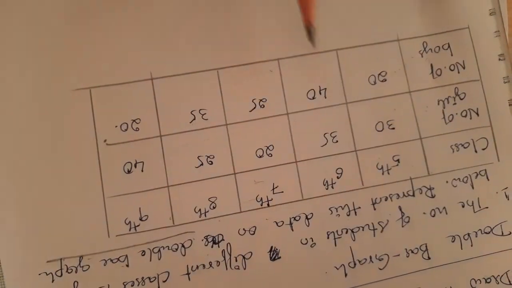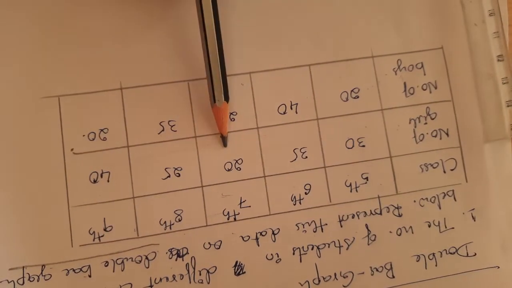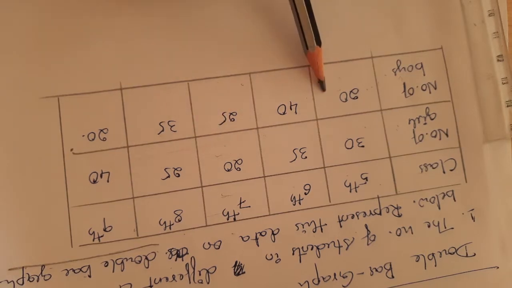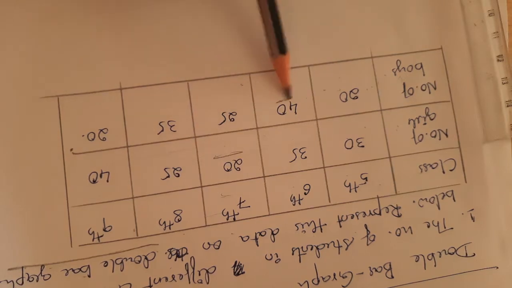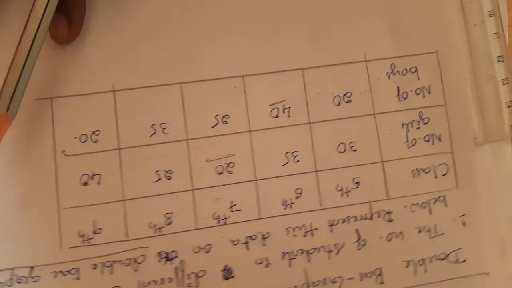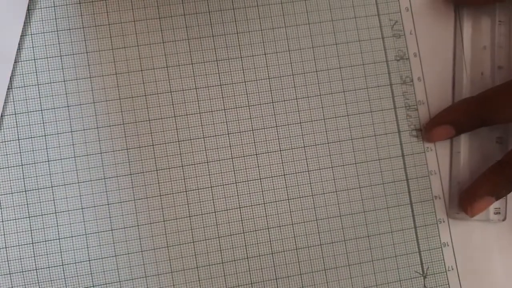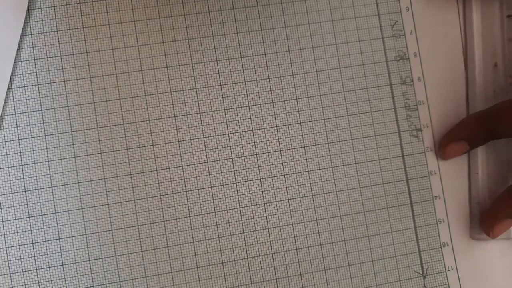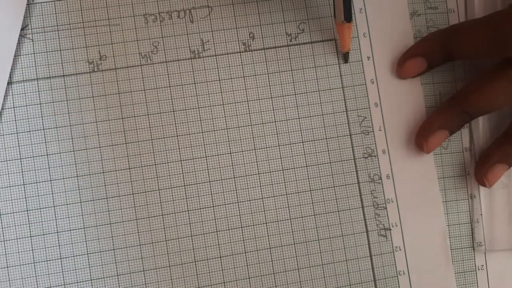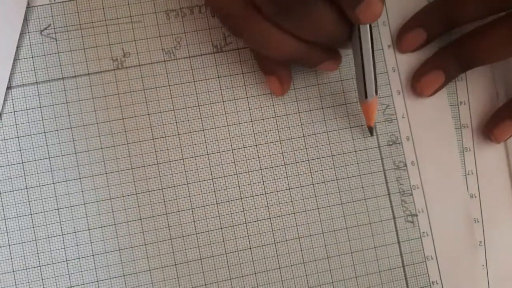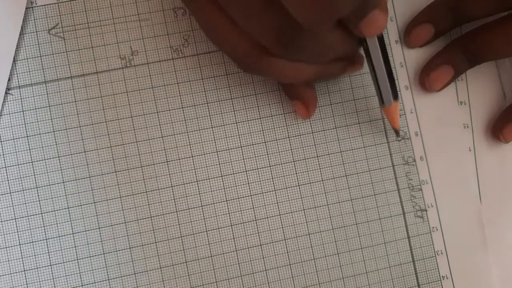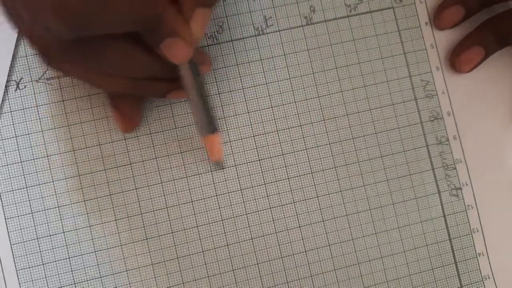See now, here it is clear that the lowest number of students is 20 and the highest is 40. Can we consider the y-axis as 1 unit equal to 10 students? Is it okay if I consider 1 unit as 10? 10, 20, 30, 40, 50. Your graph will end here only.